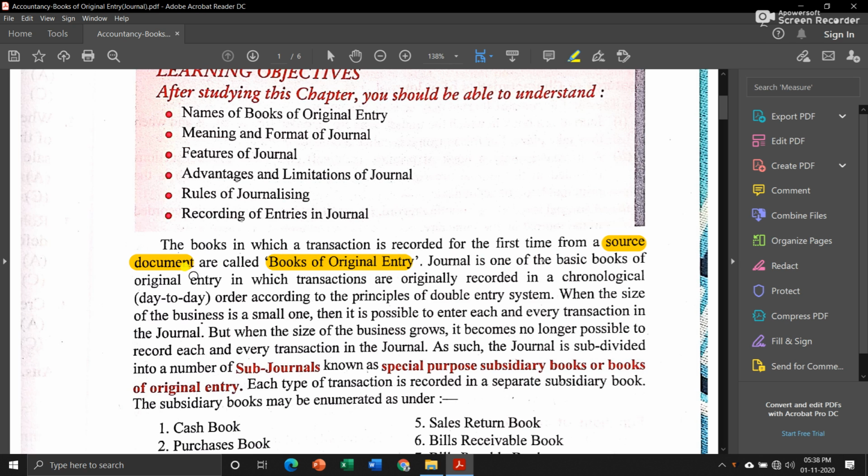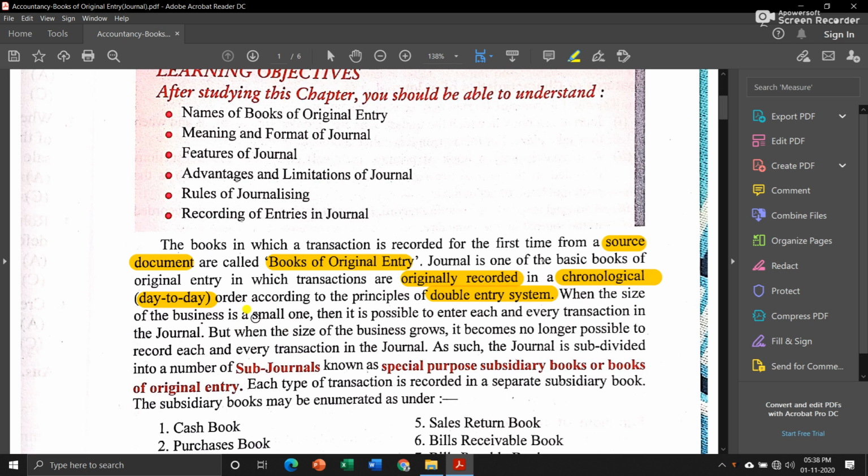Journal is one of the basic books of original entry in which transactions are originally recorded in a chronological, means day-to-day order, according to the principles of double entry system. Now the principle of double entry system is nothing but the rule that if one account is debited, then another account will be credited. That means every transaction affects a minimum of two accounts.